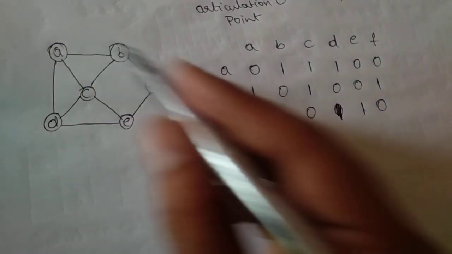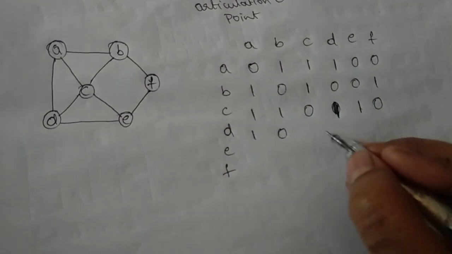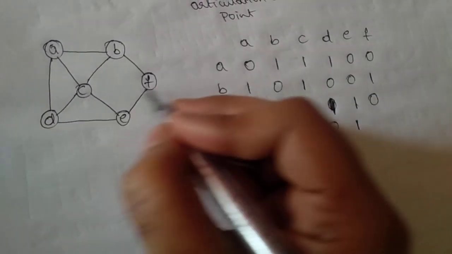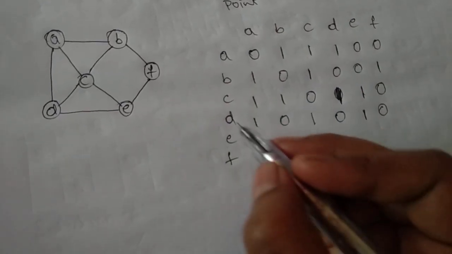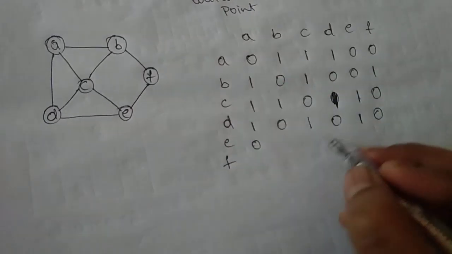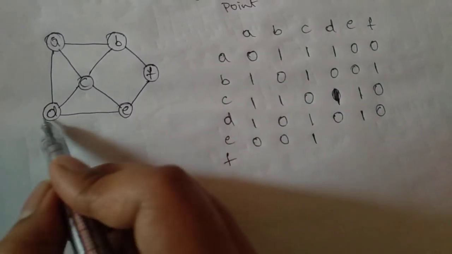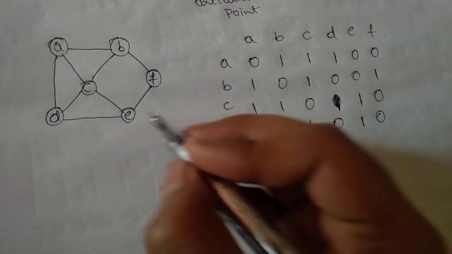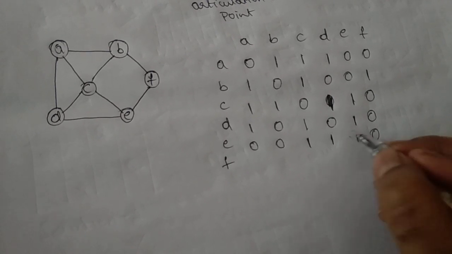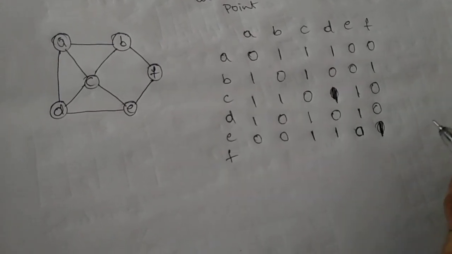Next from D, D to A, 1. D to B is 0. D to C is 1. D to D is 0, D to E is 1 and D to F is 0. Then from E to A no path. E to B no direct path. E to C yes. E to D yes. E to E it is 0. E to F it is 1.